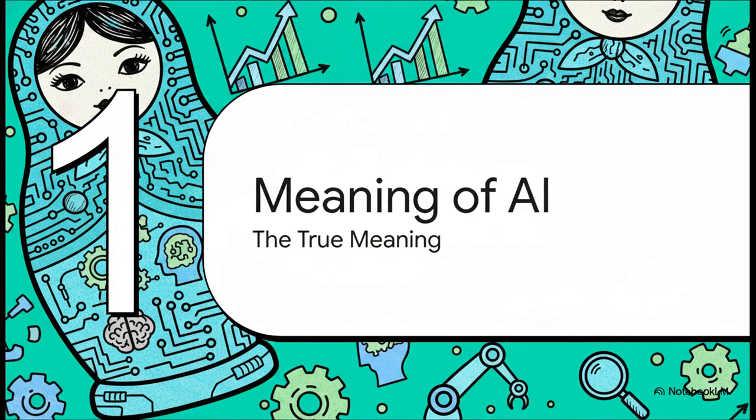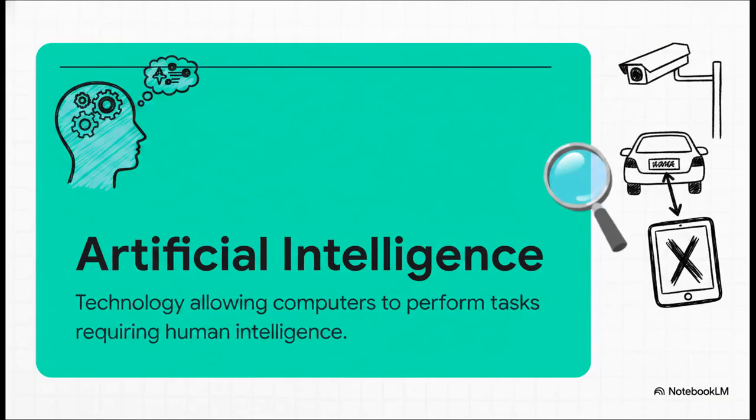So, let's start with the outermost layer of our Matryoshka doll, Section 1, the true meaning of AI. The core concept of AI is actually remarkably simple. Basically, it's any technology that allows computers to perform tasks that typically require human intelligence. Think about stuff like pattern recognition or visual analysis.